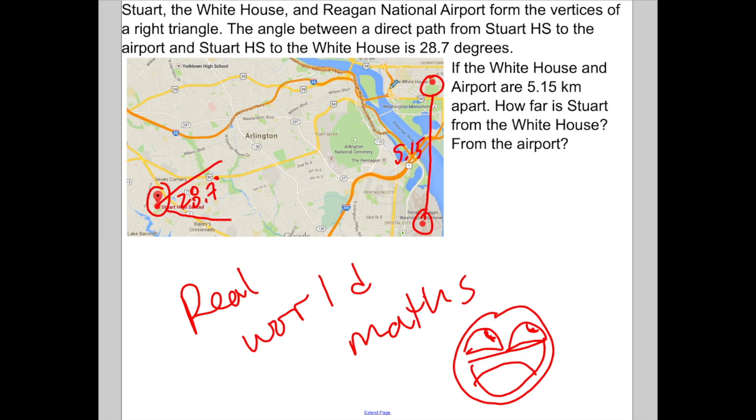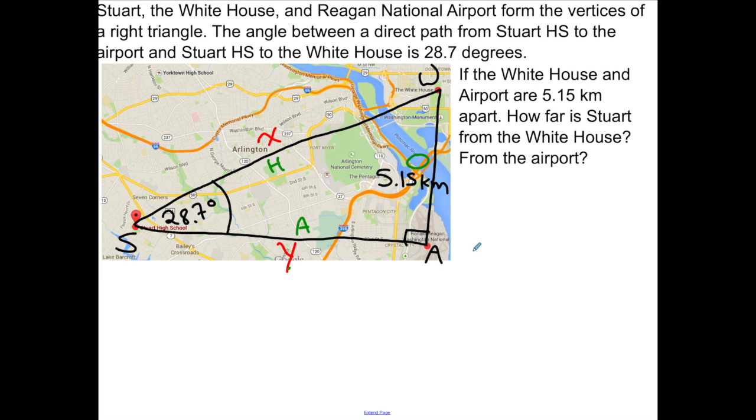And if we look on the next slide, we see that here. So here's our angle, here's 5.15 kilometers. And if you look, here's our big triangle. And then always start with your angle, circle that and say, oh, look what I got here. Oh, that's opposite. A here is adjacent because it's touching it. And it wants us to find how far is the high school from the White House. So they want X here. And how far is the high school from the airport? They want Y here. And so let's start by finding X.